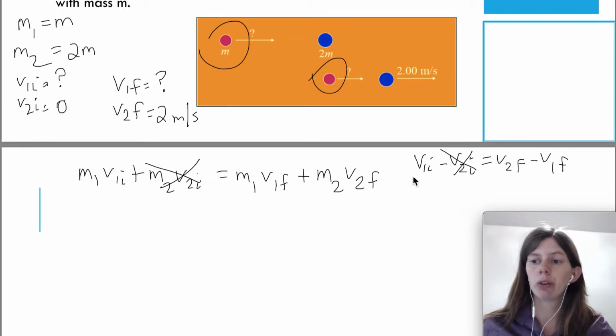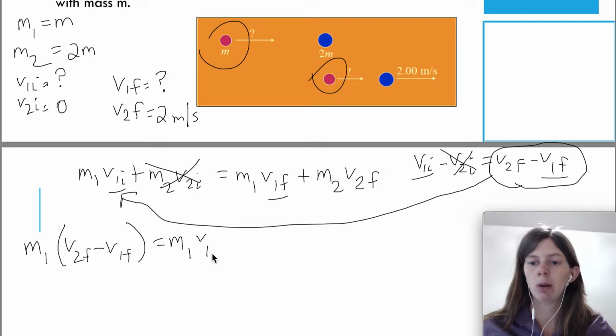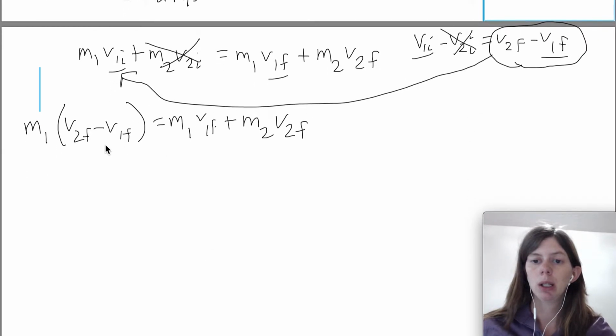So the way that we're going to solve for our two unknowns with our two equations is we're going to use substitution. Since V1 initial is already solved for, I can plug in V1 initial, which is V2F minus V1F, right here for V1 initial. So let's see what happens. You have M1 times (V2 final minus V1 final) equals M1 V1 final plus M2 V2 final.